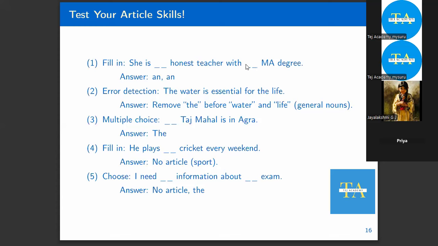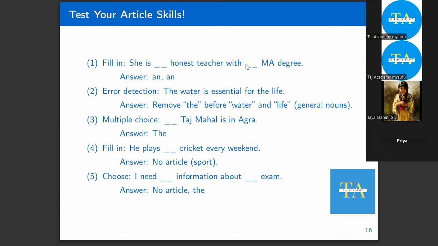Okay, here you go with your test. The answer is already given here. She is dash honest teacher with a dash MA degree. Of course, she's an honest teacher with an MA degree. Because in honest, the H becomes silent, and MA is the abbreviation format. So MA starts with the A sound M. That's why we use an in both of the gaps. And error detection: the water is essential for the life.